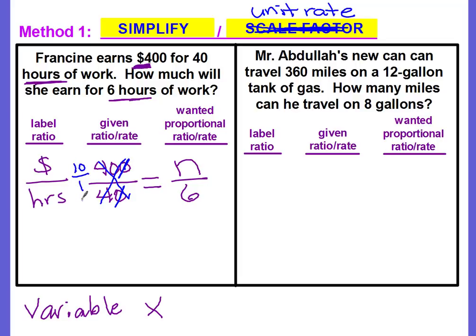Now that I've found the unit rate, I can easily use my scale factor and go from 1 to 6 by multiplying by 6. Do the same thing to the 10. 10 times 6 will give us 60. So this n value, this unknown number, is 60, which means that she can make $60 for 6 hours.